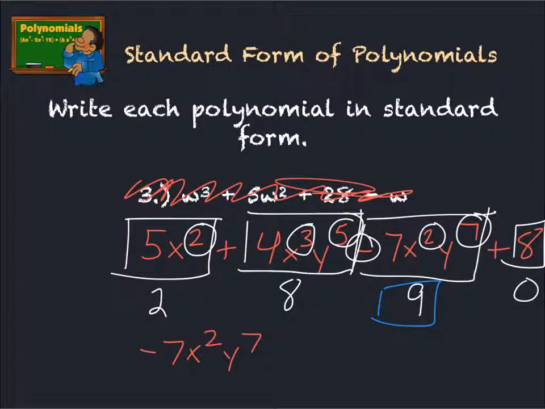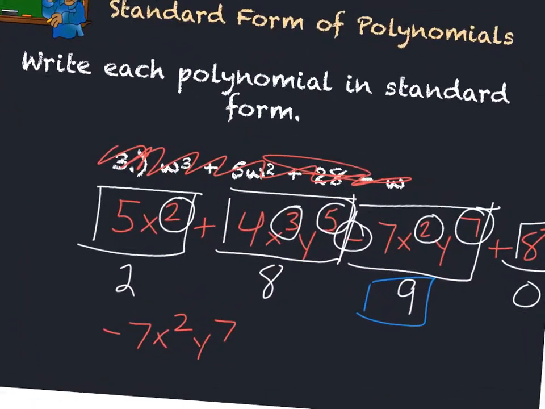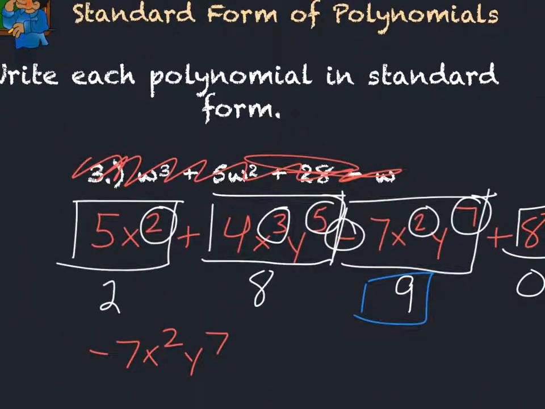Then we would follow that with the monomial that had a degree of 8. So that would be plus 4x to the 3rd y to the 5th. Then that would be followed by the monomial that had a degree of 2, which would be plus 5x squared, and then the constant would be last. That's all you would need to do to write a polynomial in standard form. All right. And when we start adding and subtracting polynomials, most of the time they're going to tell you to give all your final answers in standard form.